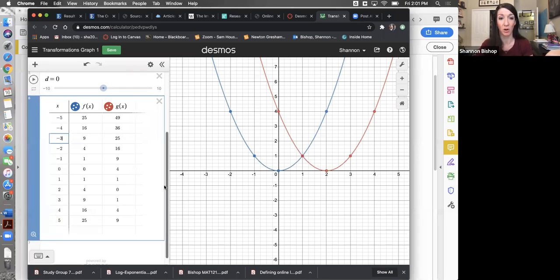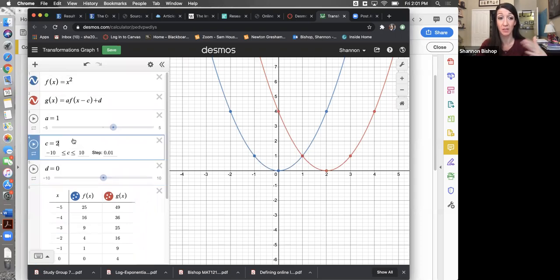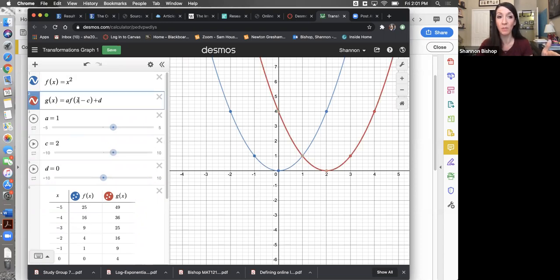Now back up here to our formula and what's going on behind the scenes. Once again, the C value is 2, because it is going 2 units to the right. But in the formula, why is it that -1 is all of a sudden producing 9? That's because formulaically, you'd have to subtract 2 from -1 to get -3. It's not -1 plus 2 that makes -3.